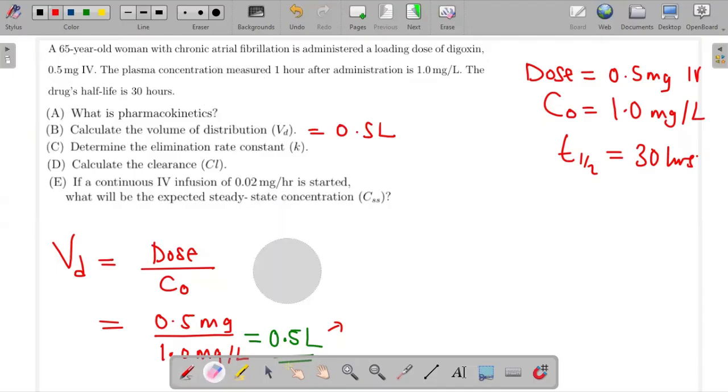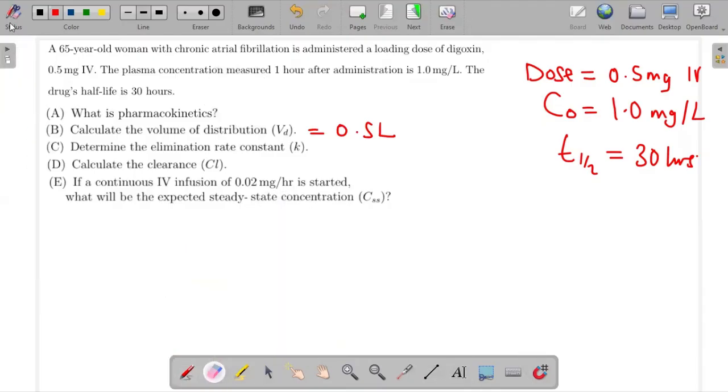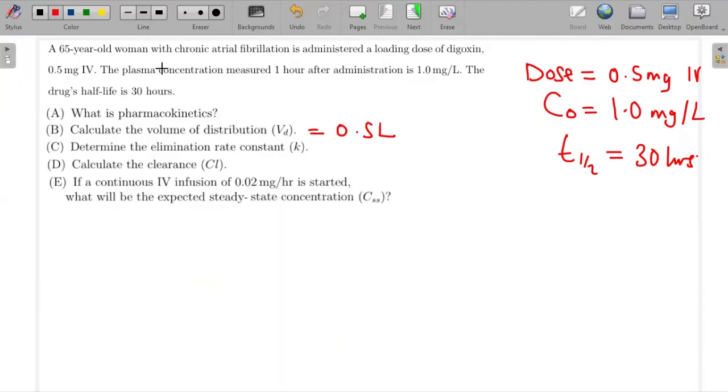Okay, so if there are no questions, we move on to find the elimination constant. Here they're saying determine the elimination rate constant, K. So what is the elimination rate constant K? The elimination rate constant K describes how quickly a drug is removed from the body. So how are we going to find it? We're going to use the relationship of the half-life.